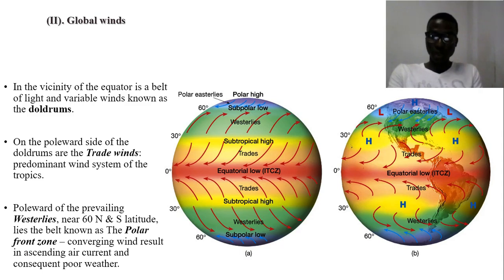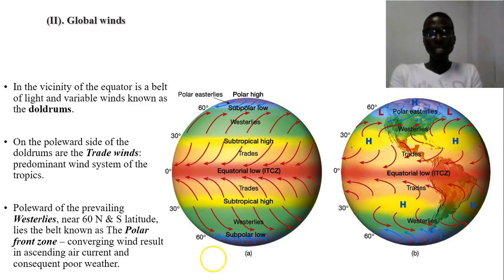So, to sum up global winds, from 0 to 30 degrees north and south of the equator, we have the trade winds. From 30 degrees to 60 degrees north and south of the equator, we have the westerlies. At 60 degrees, we have the polar front zone. At 0 degrees, or around the equator, we have the doldrums, or the intertropical convergence zone.